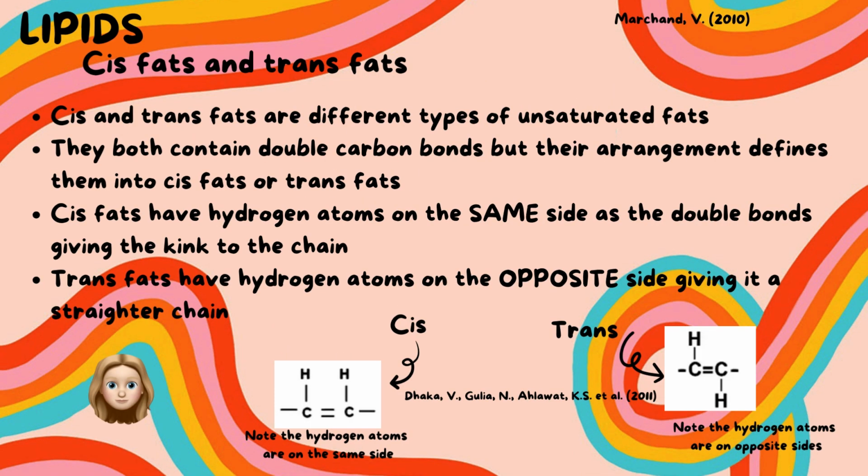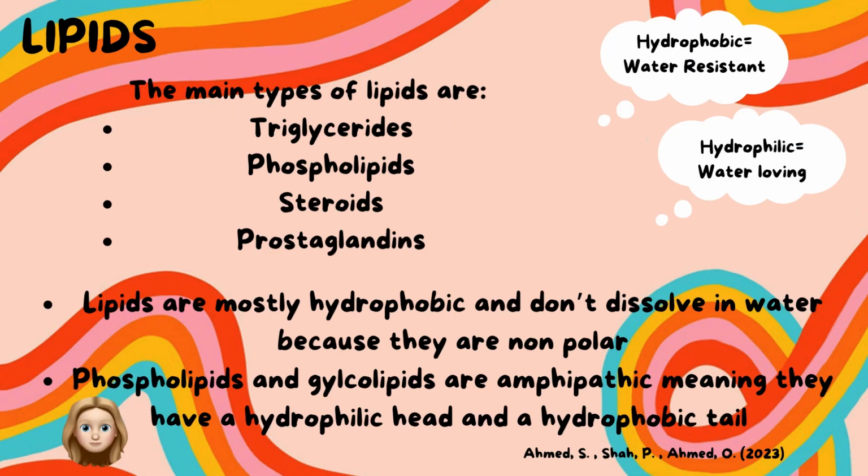Unsaturated fats contain a double carbon bond in the middle of their chains. There are two different types of unsaturated fats, cis fats and trans fats. It is their arrangement that differentiates them both. In cis fats, the double bond has hydrogen atoms on the same side as the bond, creating a kink in the chain. In trans fats, the double bond has hydrogen atoms on opposite sides of the double bond, creating a straighter chain. Here are the four main types of lipids.